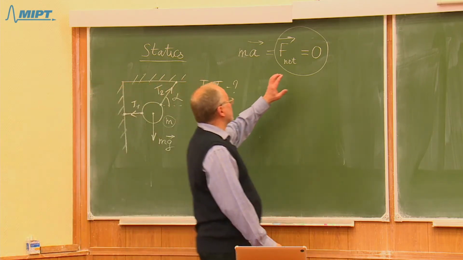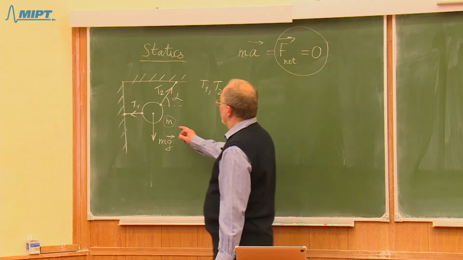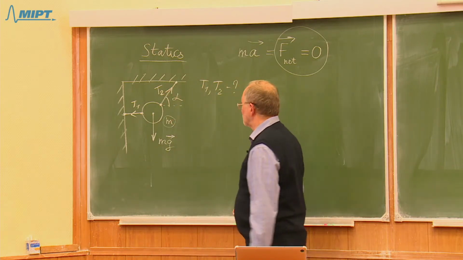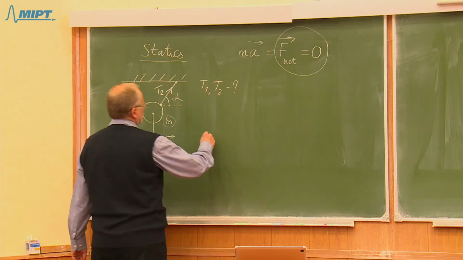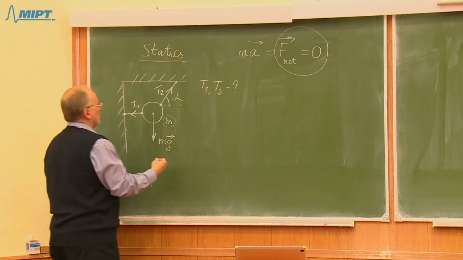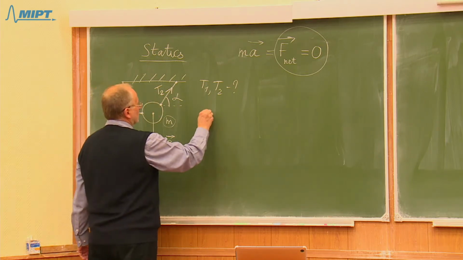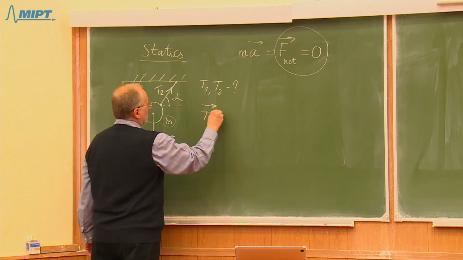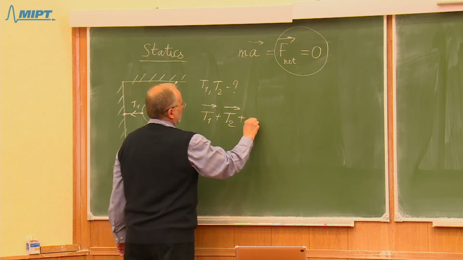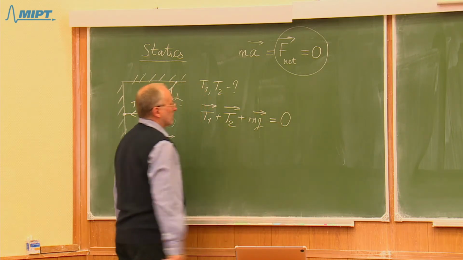And the condition for static equilibrium is the vector force or net force acting on this body equal to zero. So we must put this condition using our notations in this particular situation. That is vector T1 plus vector T2 plus vector mg. The sum of three vectors must be zero.